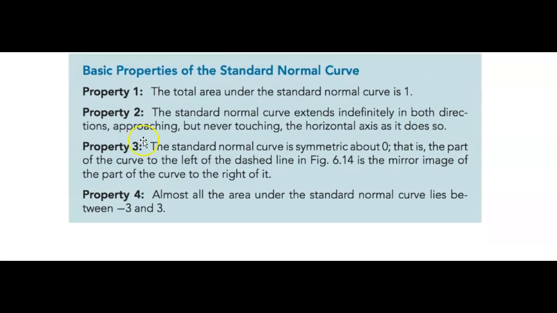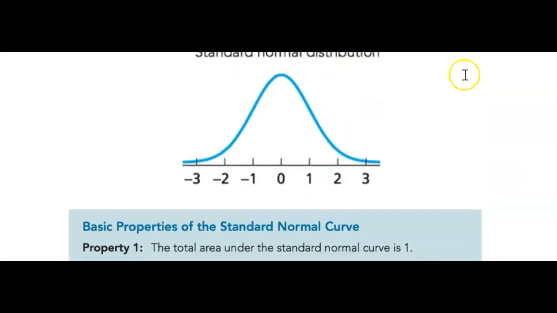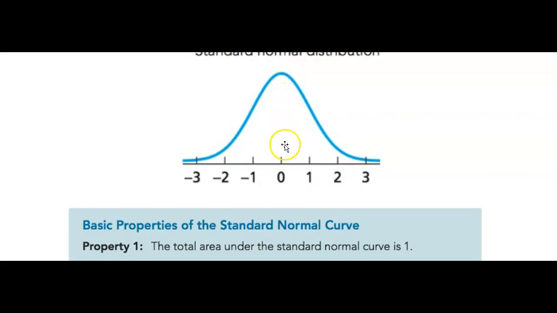Property 3: the standard normal curve is symmetric about 0. That is, the part of the curve to the left of the dashed line is a mirror image. We didn't have the line here, but if we were to draw a line through 0 and fold it over, the left half would lie neatly on top of the right half. That is what it means to be symmetric.